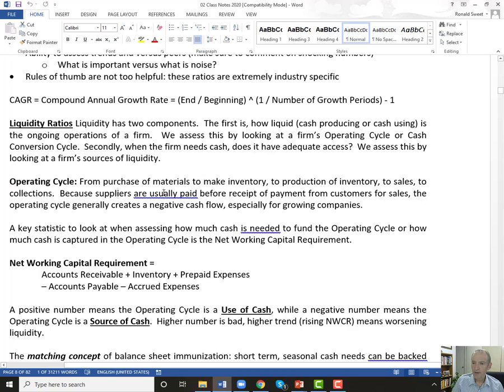Usually suppliers are paid early. Now, some firms buy materials from their suppliers, but they don't pay their suppliers immediately. They have an accounts payable. So they may not pay their suppliers for 30 or 45 days, so you don't always have cash go out the door at day 0. But suppliers for most firms are paid before the firm gets cash from their customers. Not always, but usually. So for most firms, the operating cycle is a negative cash flow, especially for growing companies.